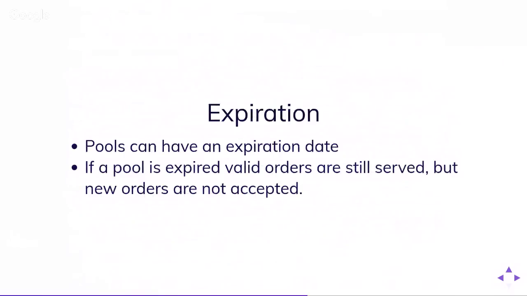The final parameter that we have on each pool is the expiration. Pools can have an expiration date, and if a pool is expired, then any valid orders are still served out of that pool, but new orders are not accepted. So again, kind of like the order count, if somebody has a pool for a while, lets the pool expire, they won't be able to submit any new orders to that pool using the ingest criteria for that pool, but any orders that were submitted before the expiration of the pool are still searchable and available for other people to fill.